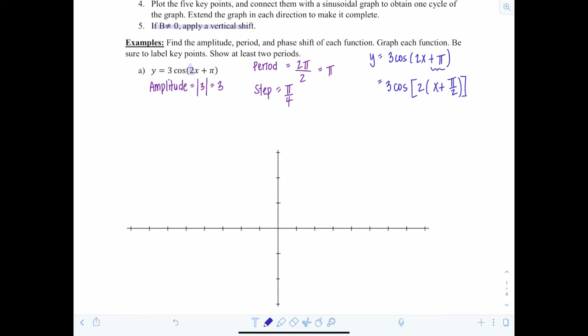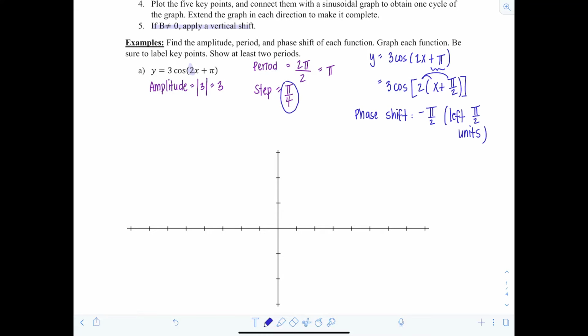You can always double check that you factored that out correctly by just distributing in your head and making sure you get back the original equation. So what this means is the phase shift is equal to negative pi over 2. So we're going to shift to the left pi over 2 units. And if you go back to your notes from when we covered transformations of functions, this is consistent with exactly how we did that.